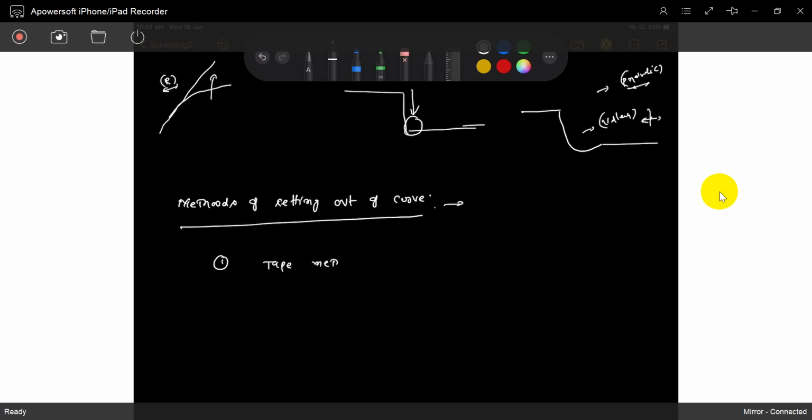If you use only a tape or chain, that is the tape method, depending on the availability of your equipment. If you have only a tape or chain, based on that chain only we can easily set out those curves. Maybe accuracy may not be good at all with only a chain. Next is the tape or chain and also one theodolite.